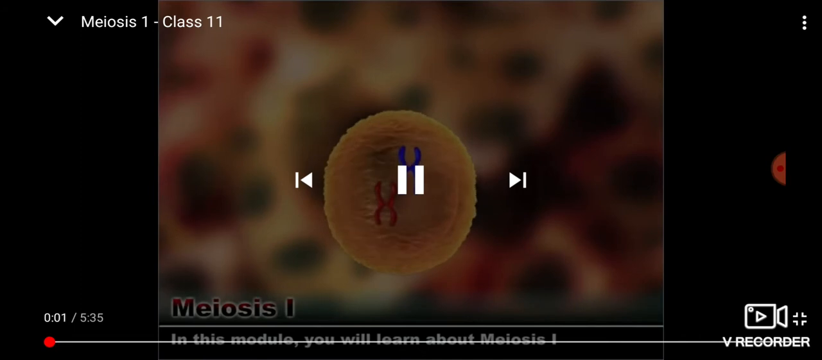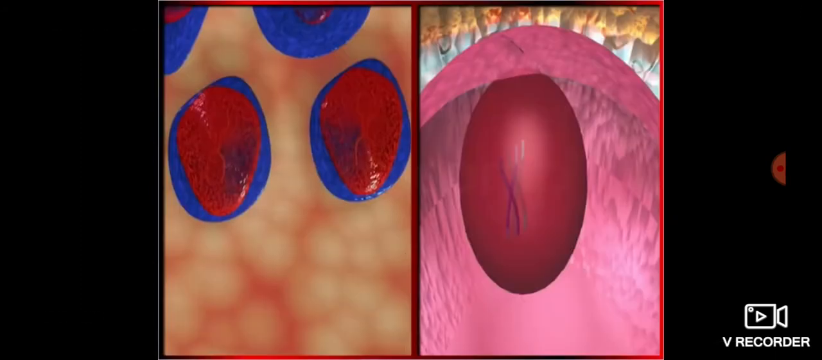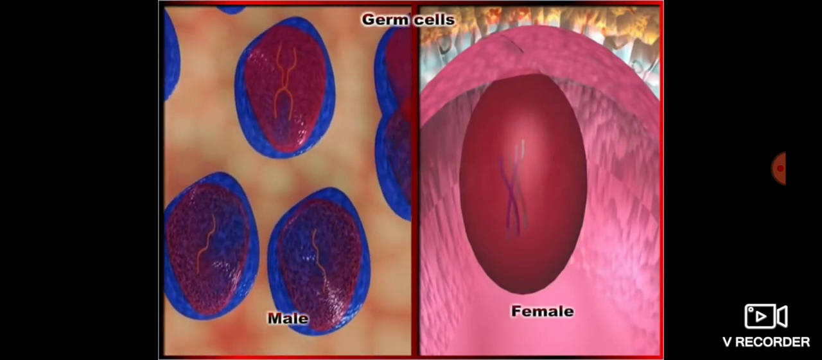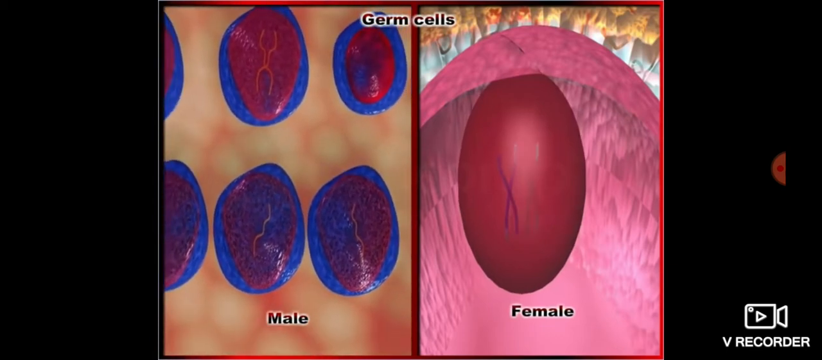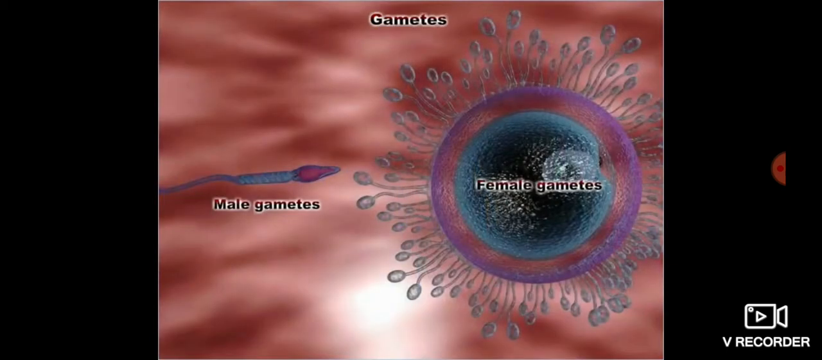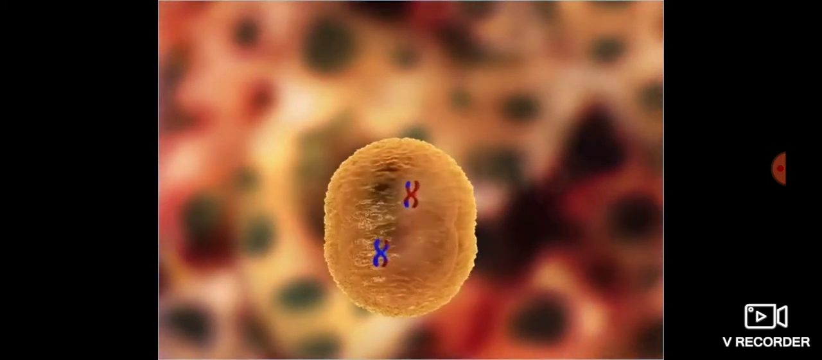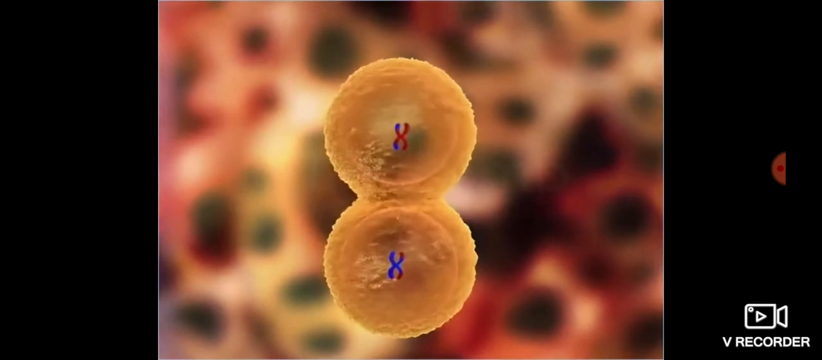Meiosis 1. In this module you will learn about meiosis 1. Meiosis is a nuclear division that occurs in the germ cells of sexually reproducing organisms during the production of reproductive cells called gametes. Meiosis is a reductional division that reduces the chromosome number of a cell by half.